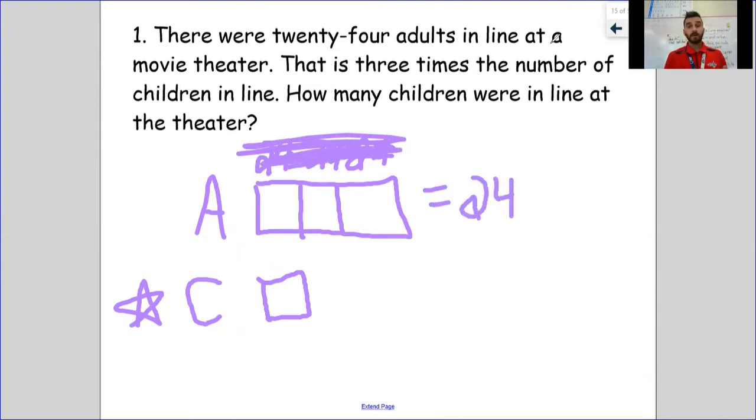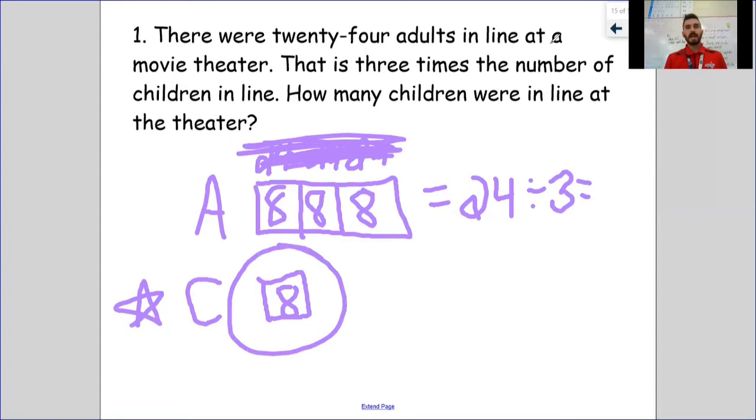I'm going to do what I've been doing and say that these adult boxes are equal to 24. And what I have to do now is I got to take those 24 adults and split them between those 3 boxes. Because again, that children's box doesn't have anything to do with that number. So if you know your math, 24 divided by 3 would give you 8, which means that you're going to put 8 in each of those boxes. And if you have 8 in the boxes at the top, you're also going to have 8 in the box down below. So the question is asking how many children were in line at the theater. Look at your star, look at your picture. That would have been 8.